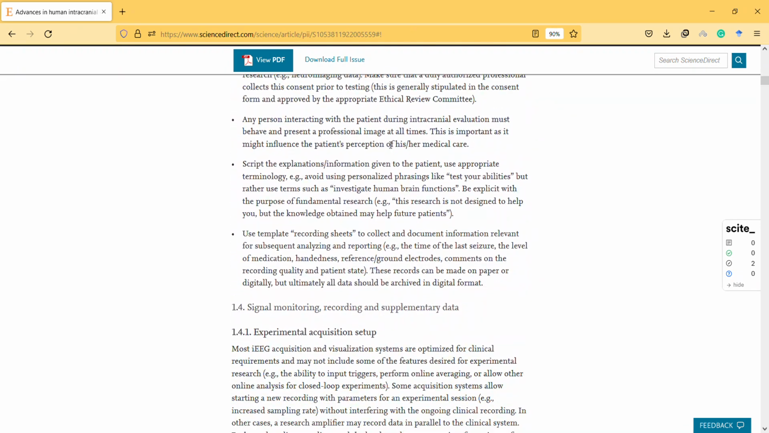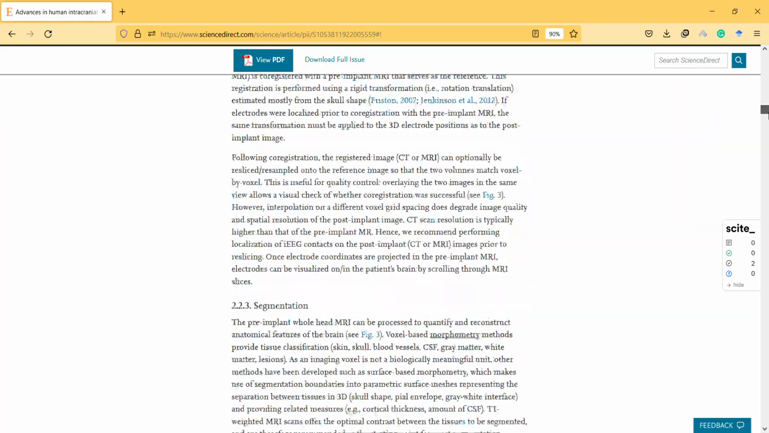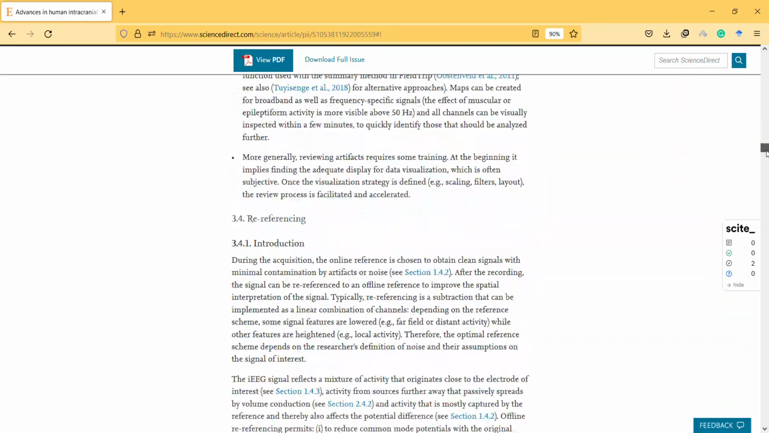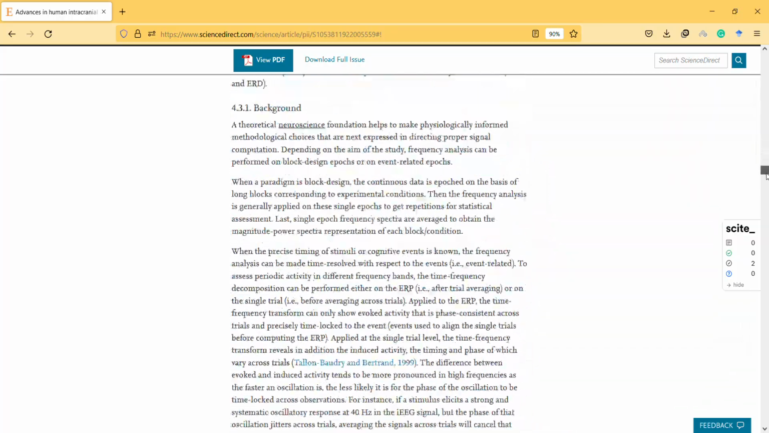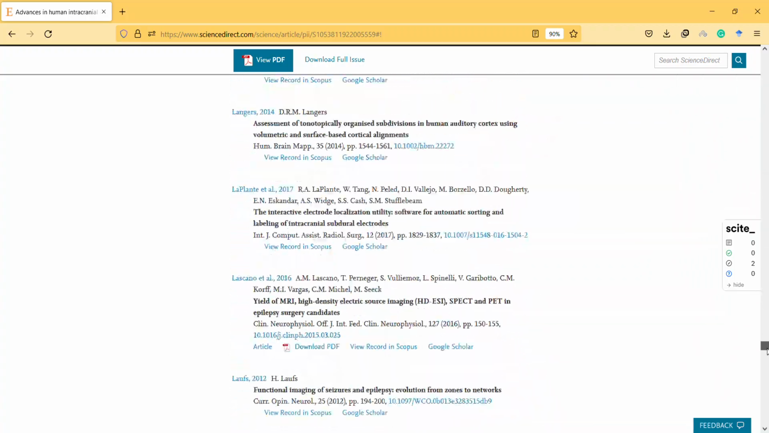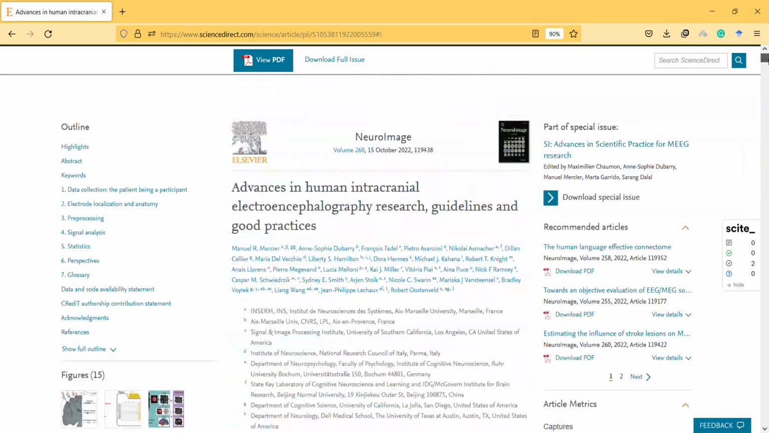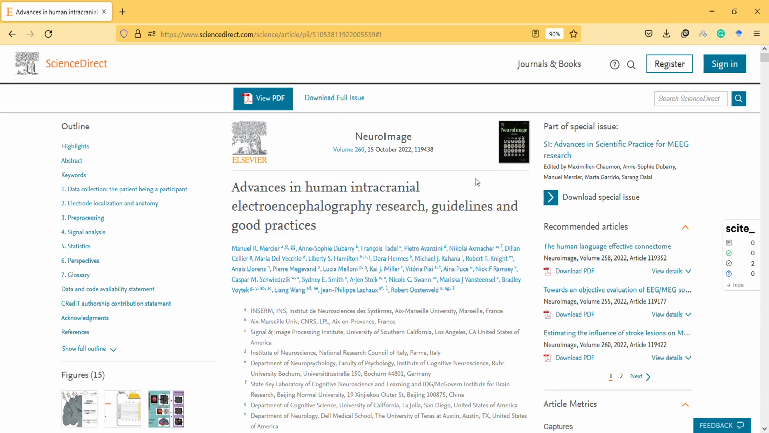I think these are very good guidelines if someone wants to start working on it, and it goes on forever, like a book sort of. It's quite lengthy and interesting, so I think it's a great source to learn about intracranial EEG research.